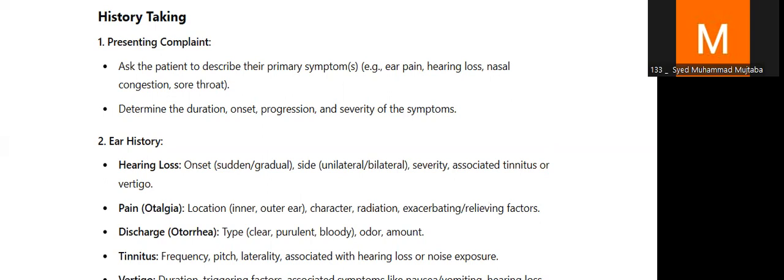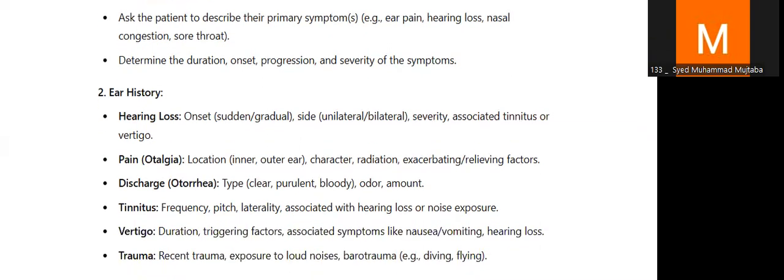Is there any tinnitus, which is also known as ringing of the ears? Is there any pain? Is there any discharge? If there is discharge, what is its character? So these are all the different ear questions.